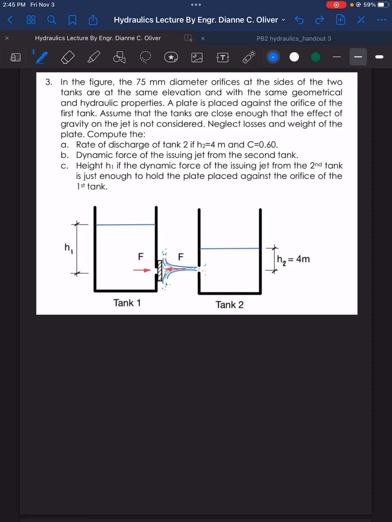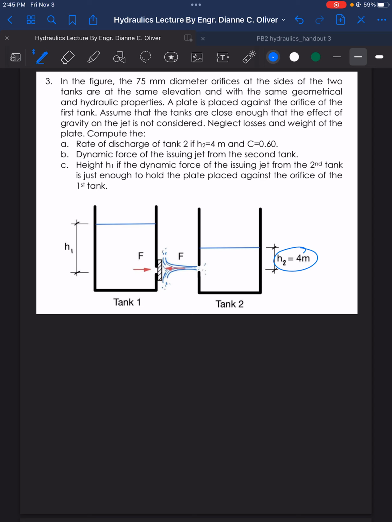Compute, letter A, the rate of discharge of tank 2 if H2 is equal to 4 meters and C is equal to 0.60. Then B, the dynamic force of the issuing jet from the second tank. So the dynamic force F.